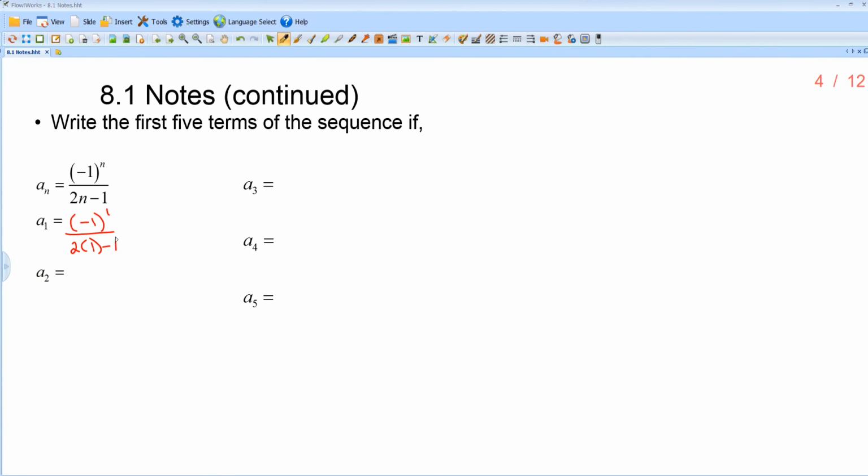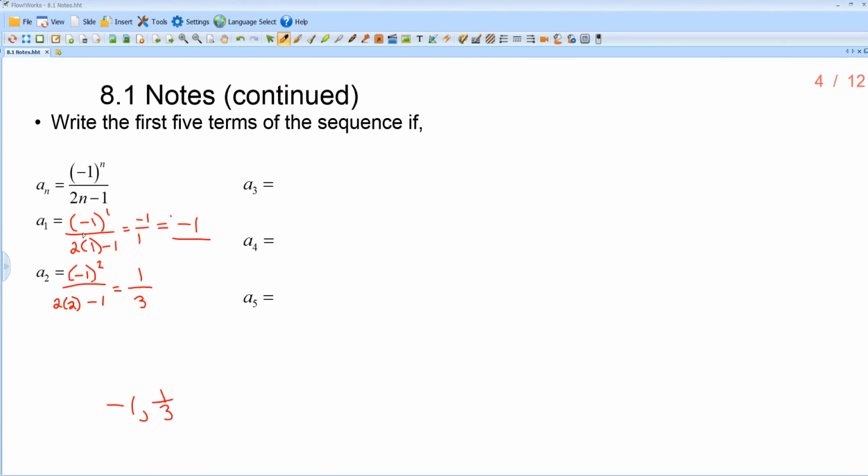Now, you're going to see I'm going to write out this first one. -1 to the first power is going to give me -1. 2 times 1 minus 1 gives me 1. And -1 over 1 is -1. That's going to give us our first term. Now, you don't have to show me the substitution with all of these, because certain things you'll be able to realize. Like in this next one, I'm going to have -1 to the second power over 2 times 2 minus 1. Now, -1 to the second just gives me a +1 over 2 times 2 minus 1, which gives me 3. So this is 1/3.